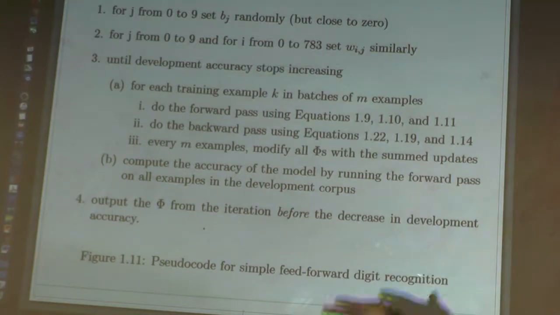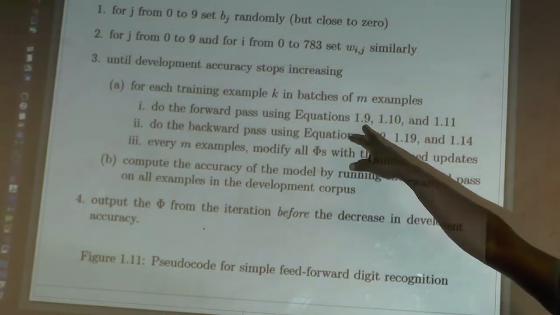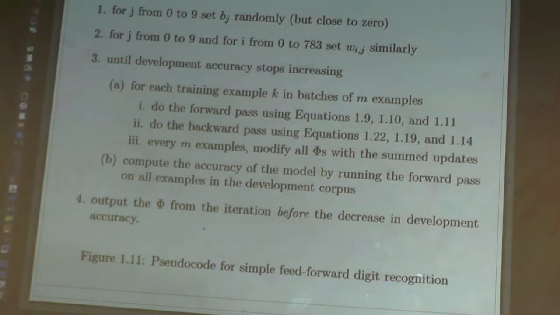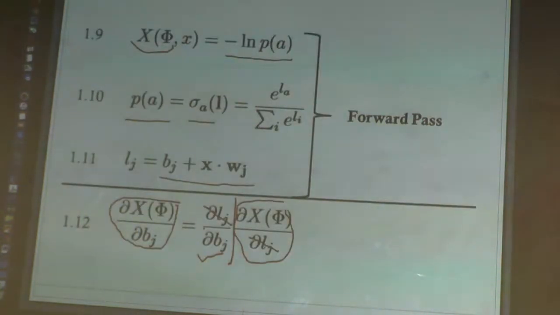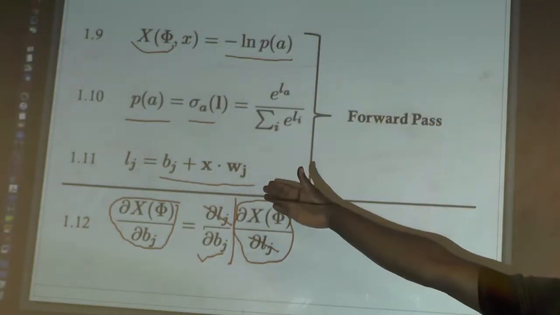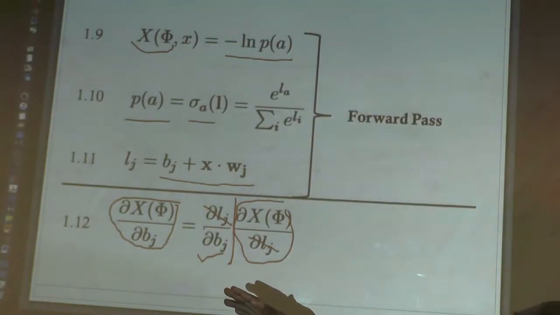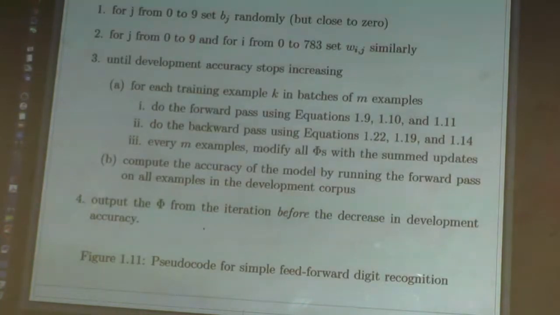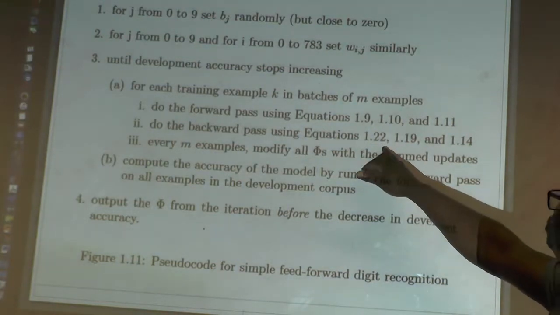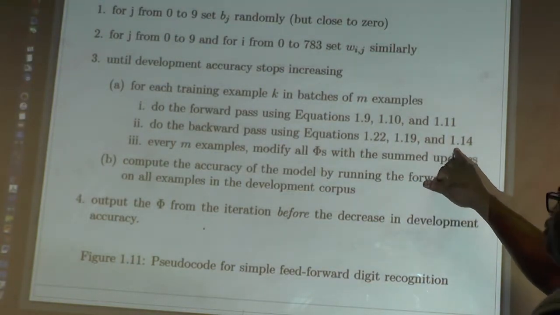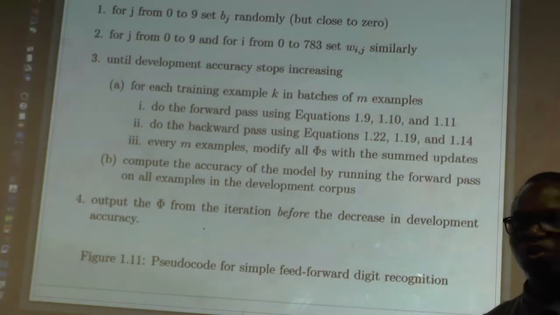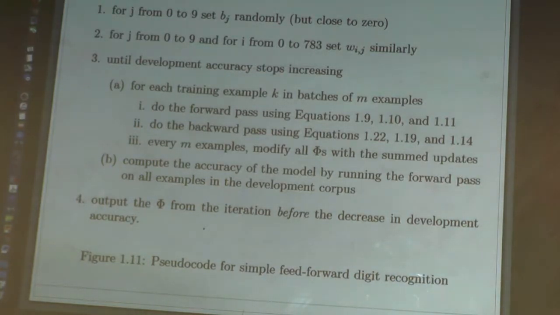What is the forward pass? The forward pass are equations 1.9, 1.10, 1.11, and those equations are these ones. That's your forward pass. Okay? There's a backward pass, which of course are equations 1.22, 1.19, and 1.14. That's the backward pass.